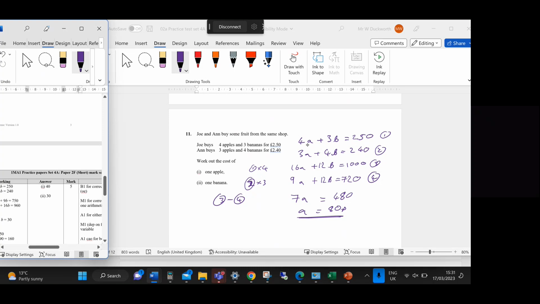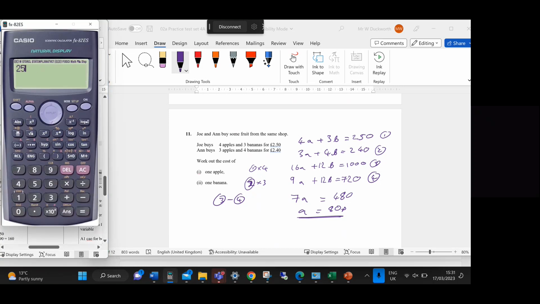Right, times by 4. 4 times 4 is 16. 3 times by 4 is 12. 250 times by 4 is 1,000. Feel like I'm going a little bit loopy. Times by 4 is 1,000. So I agree with that.